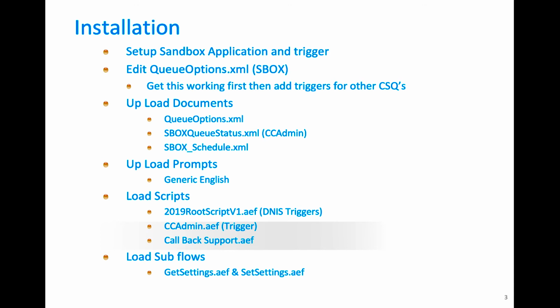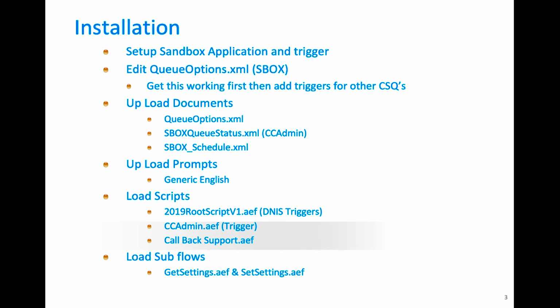Installation. So you're going to set up a Sandbox application and trigger. Most of you would do that anyway, but in this case, call it Sandbox, and it'll enable you to use the test XML files in here just to make sure everything's working before you start copying and editing them to meet your requirements. The edit queue options is set up with a sample for the Sandbox. I'll show you that in a moment. Get this working first, and then add your triggers for your other CSQs.